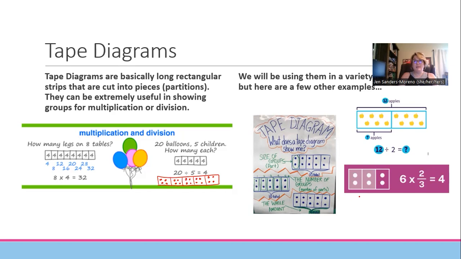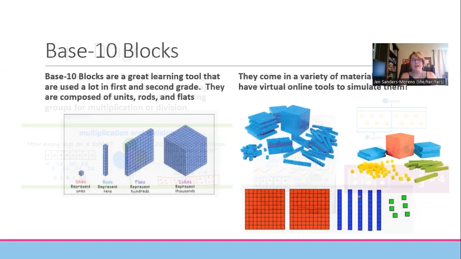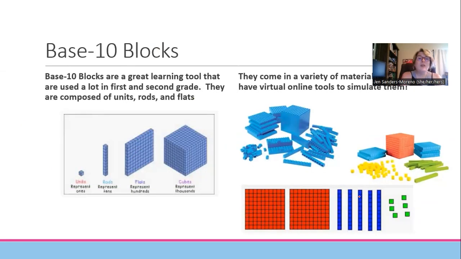So don't sleep on tape diagrams. They're very, very helpful. Okay, Base-10 blocks. These are a great learning tool. They're used mostly in first and second grade. I'm not saying you couldn't use them in higher grades, but that's the most popular use, maybe third. They are blocks, a clever name, I know.